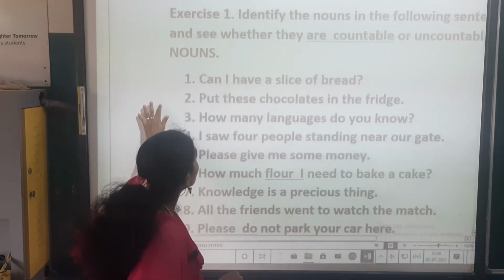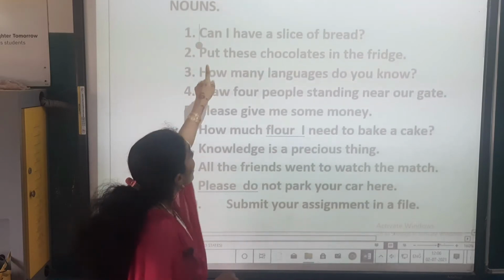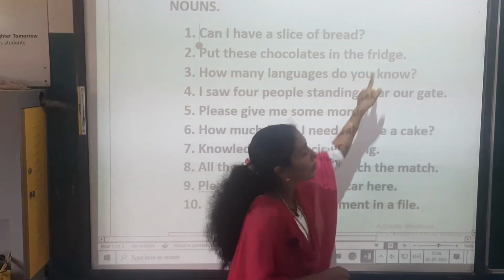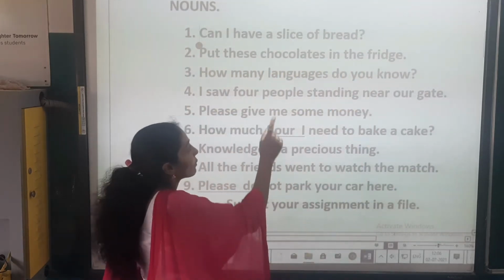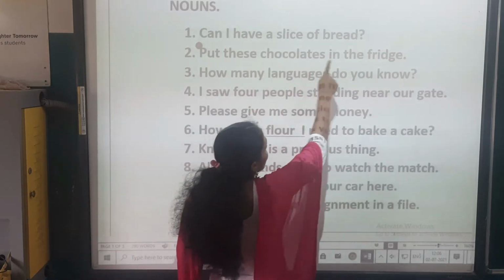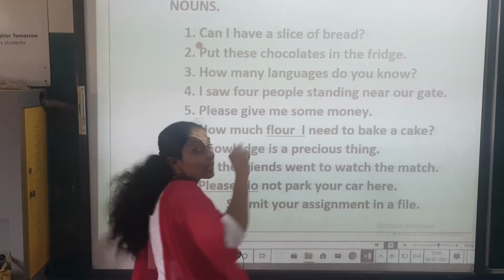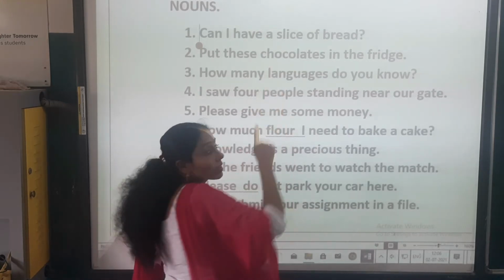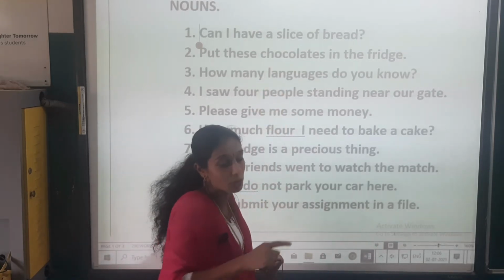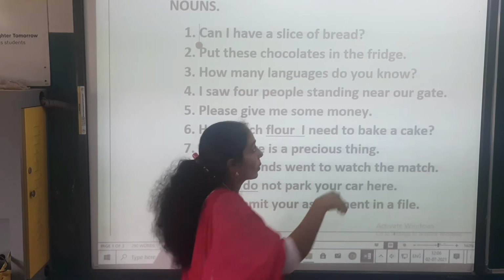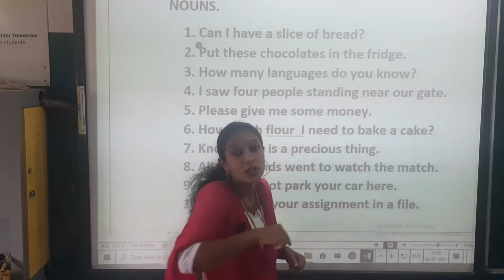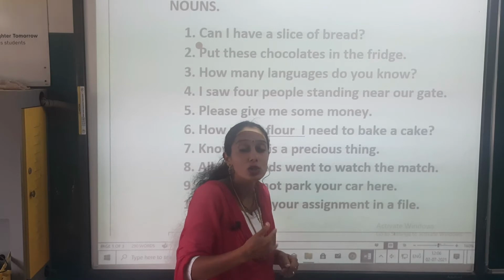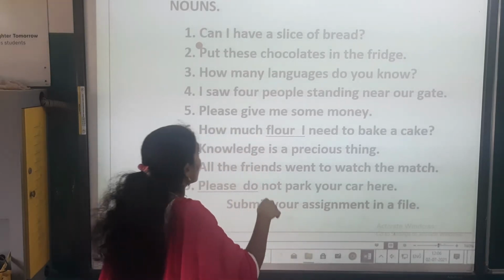Moving on to the second sentence. Put these chocolates in the fridge. So underline with the pencil. You have two nouns here, chocolates and fridge. So you underline chocolates and fridge. Chocolate, can you count the chocolate? Yes. So it comes under countable noun. And fridge, you can count fridge. So it also comes under countable noun.